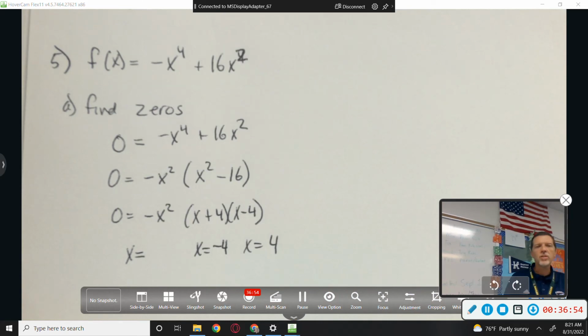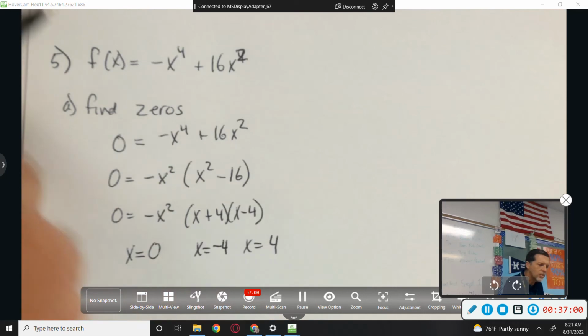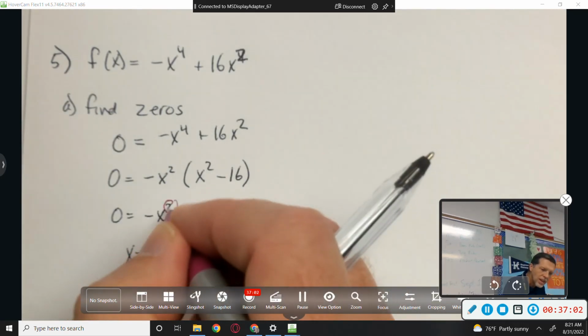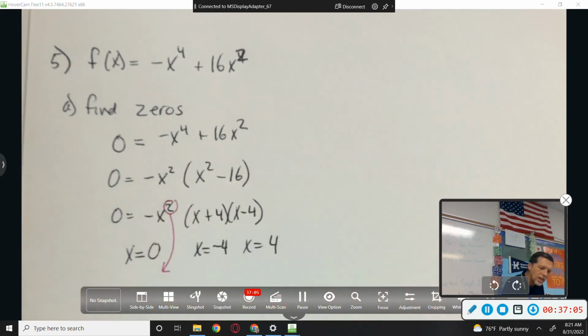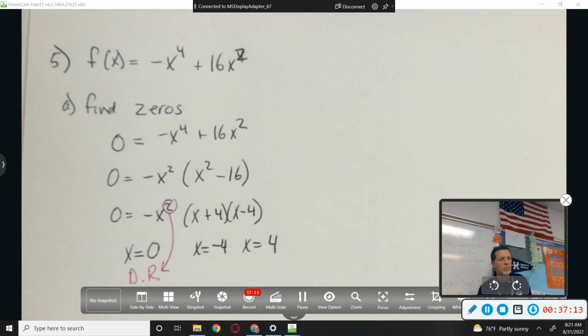Those are the easy ones. What about this x squared? What does that lead to? A 0. And the fact that it's squared, what's that mean? It's a double root or a bounce. And so I want to make a note of that because I'm going to need that in a moment. It doesn't matter here yet, but in a moment I'm going to need the fact that it's a double root.